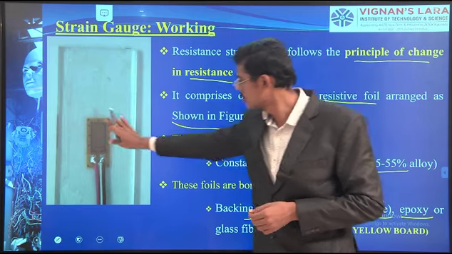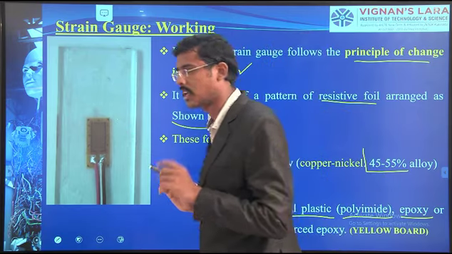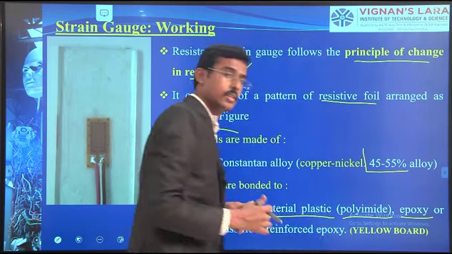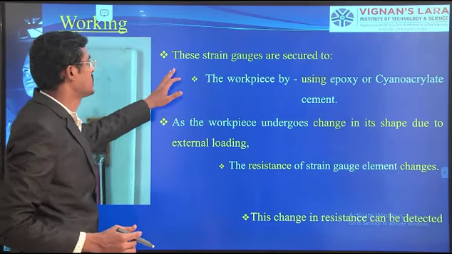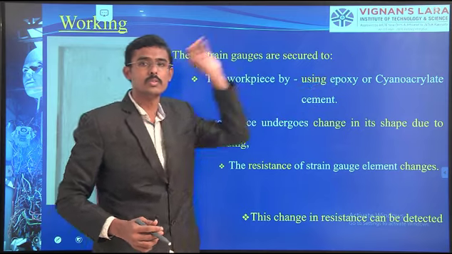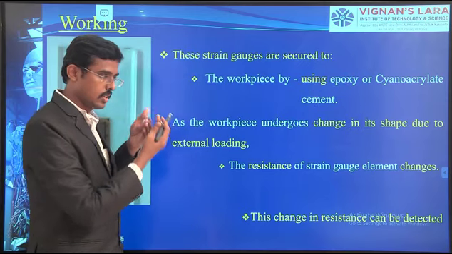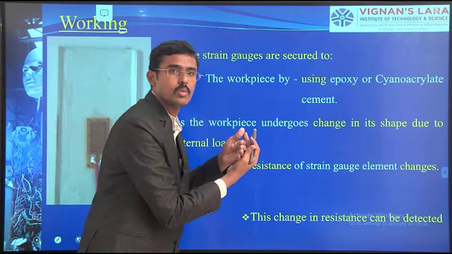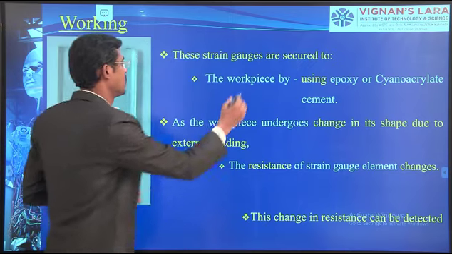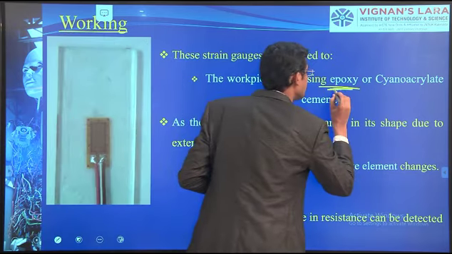Right? This costs 4,000 rupees, one time usable if it exceeds the limit. Right. These strain gauges are secured, it means the foil and the plastic board, and then we are securing it using the epoxy.